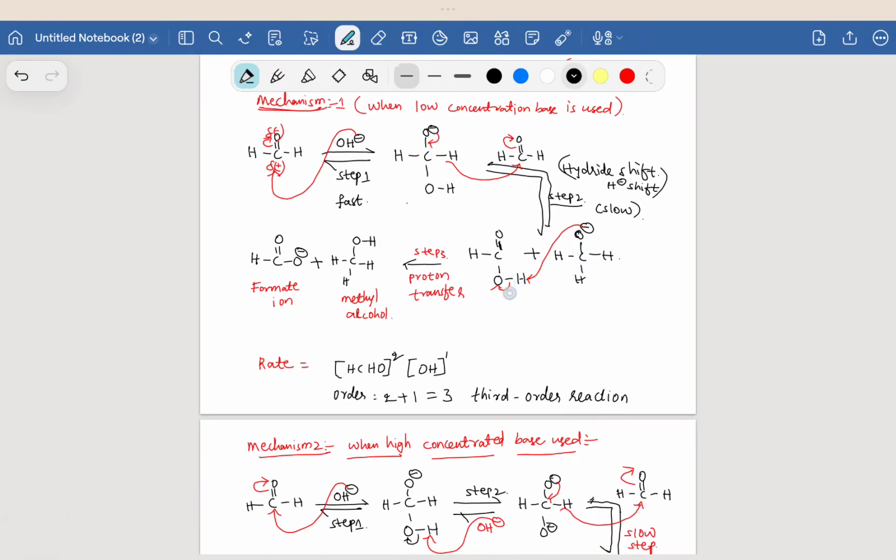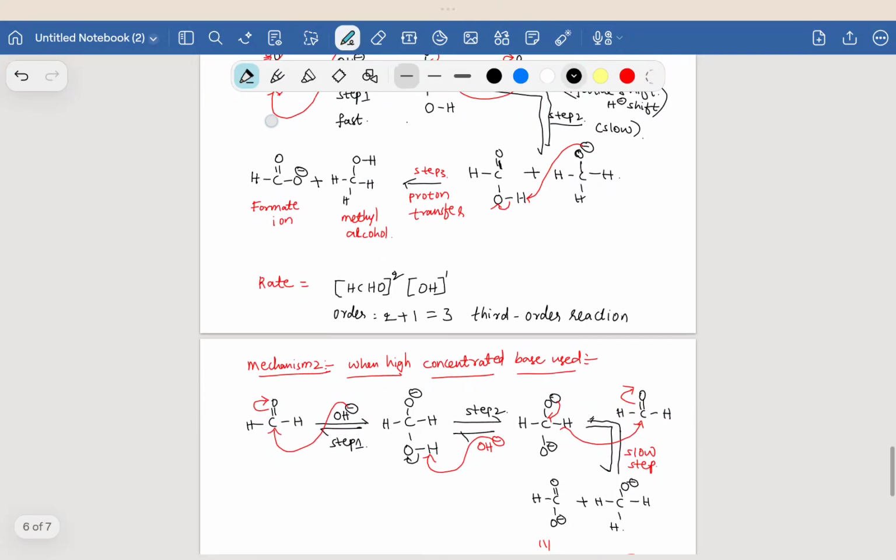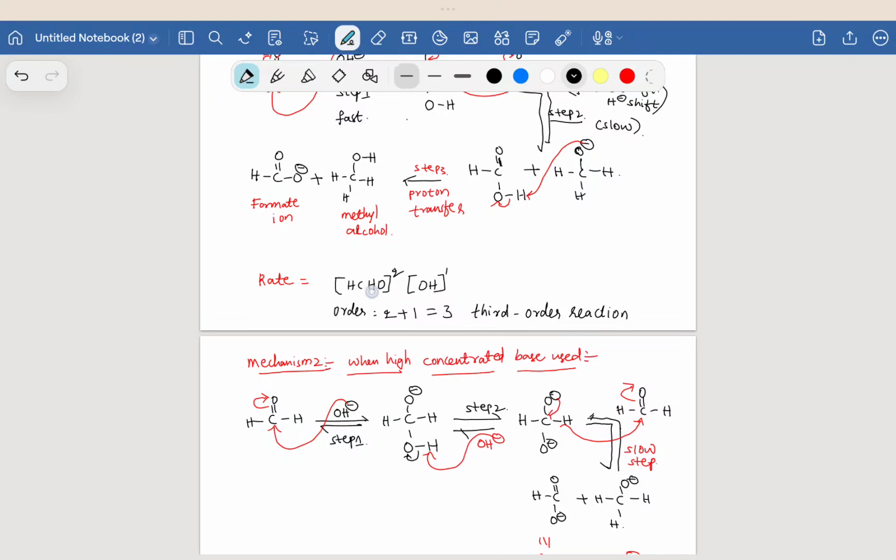Next, in this one, this O minus takes the H plus from the carboxylic acid, and proton transfer takes place. It forms a carboxylate, the salt of an acid, and the alcohol, methyl alcohol, CH3OH. Then what is the rate here? It depends on the two aldehydes present in the reaction and OH minus also. So 2 plus 1 is equal to 3. This is called a third order reaction.